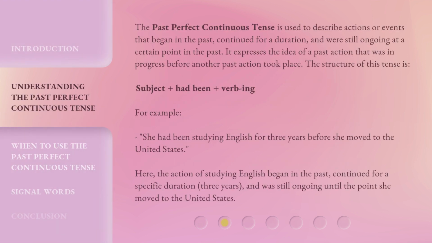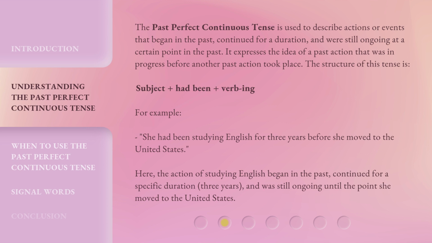The past perfect continuous tense is used to describe actions or events that began in the past, continued for a duration, and were still ongoing at a certain point in the past. It expresses the idea of a past action that was in progress before another past action took place. The structure of this tense is subject plus had been plus verb ing.